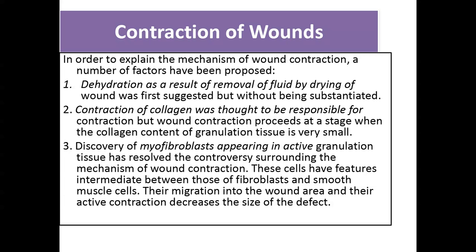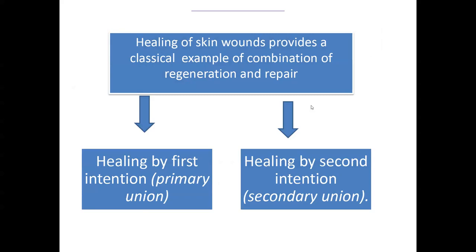And then the discovery of myofibroblasts appearing in active granulation tissue has resolved the controversy surrounding the mechanism of wound contraction. These cells have features intermediate between those of fibroblasts and smooth muscle cells. Their migration into the wound area and their active contraction decreases the size of the defect. So healing of skin wounds provides a classical example of a combination of regeneration and repair.